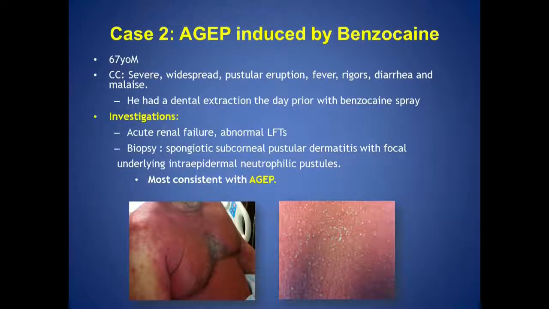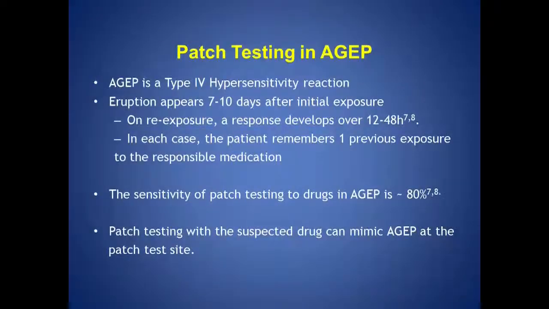And so we treated him with steroids. He was really quite sick. He can have systemic involvement. And then he subsequently was patch tested, and we found out it was benzocaine. I've actually had about 3 to benzocaine. So AGEP is a type 4 reaction. It can appear 7 to 10 days after initial exposure, but once sensitized, it could be 12 to 48 hours.